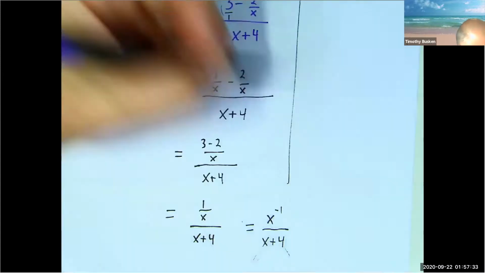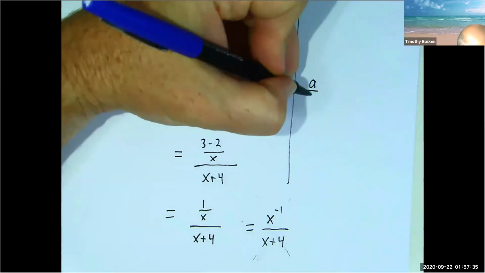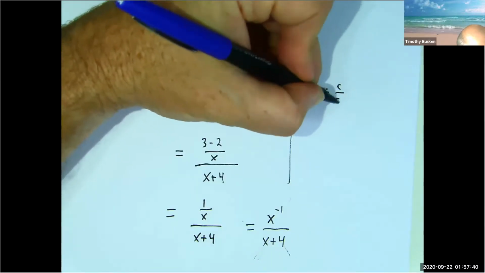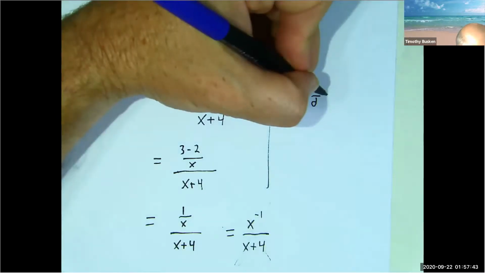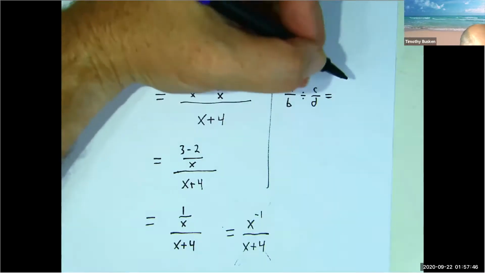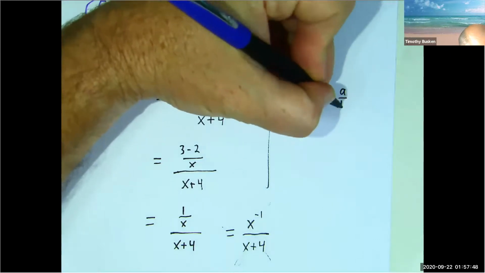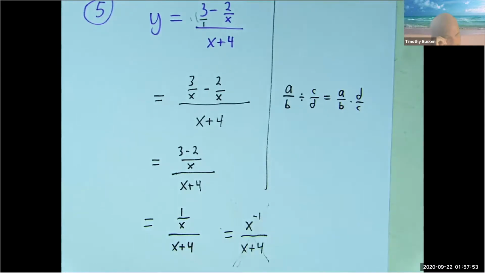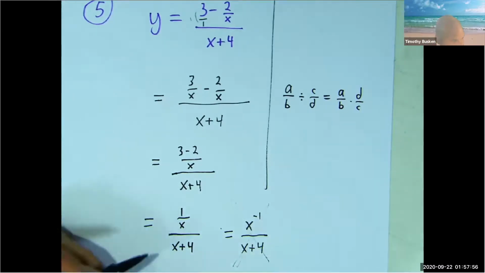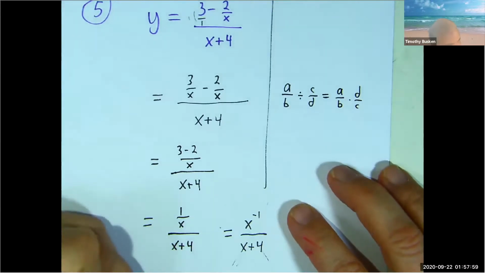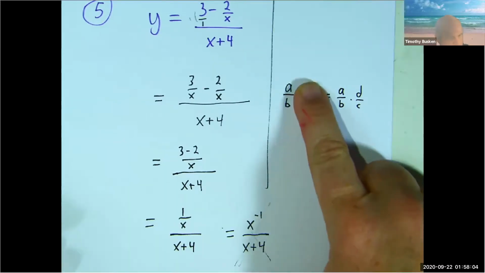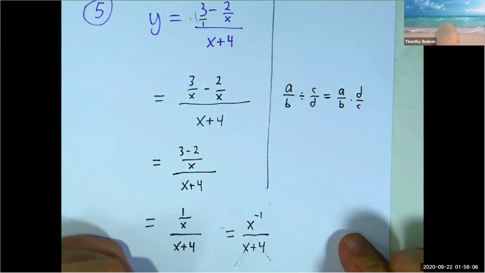You remember that definition? It just said that if you're going to take a over b and divide that by c over d, well, that's just equal to a over b times d over c. So I'm going to use that definition of how we divide fractions. And how am I doing that? Well, I'm viewing the numerator as a fraction, 1 over x, so that's my a over b. And all of that is over x plus 4 over 1.